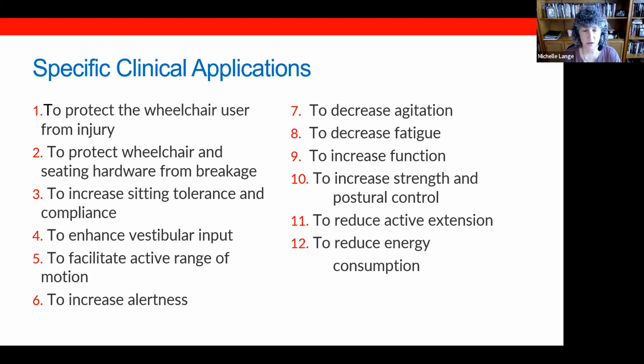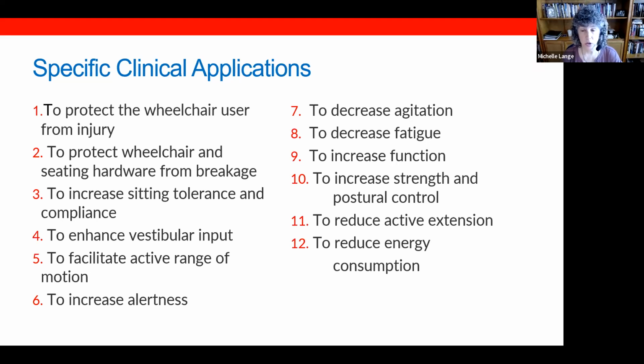We are protecting the wheelchair user from injuring themselves by constantly or intermittently pushing against non-yielding surfaces. We're protecting the wheelchair and seating hardware from loss of alignment or even breakage due to these extreme forces. We are increasing client sitting tolerance as well as compliance to use the seating system, enhancing vestibular input through movement, facilitating active range of motion through a limited range, the range of the dynamic component.